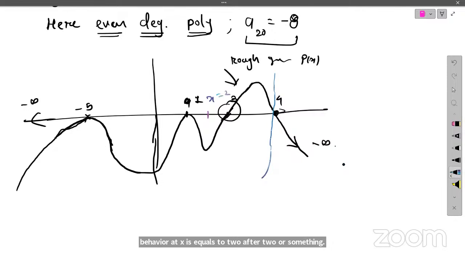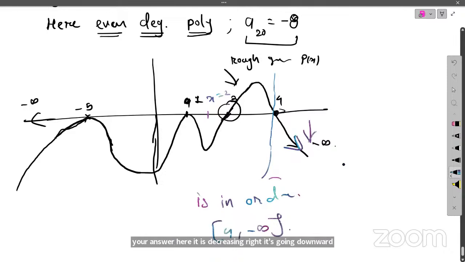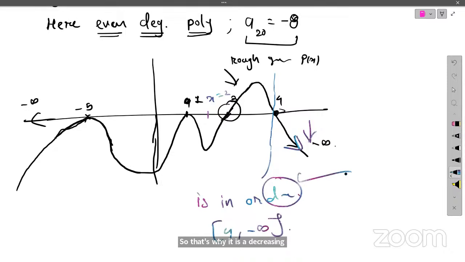So here if someone asks you, find out if the polynomial is increasing or decreasing in 4 comma minus infinity, what will be your answer? Here it is decreasing, right? It's going downward. So that's why it is a decreasing thing. Is that fine? Actually, I have a confusion, ma'am.